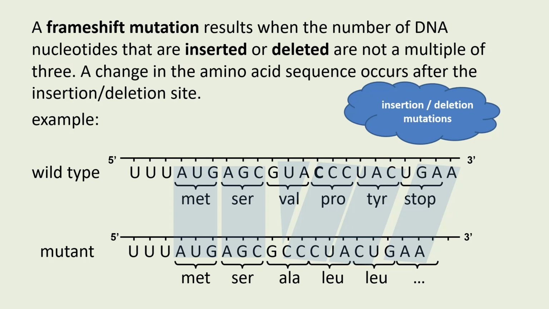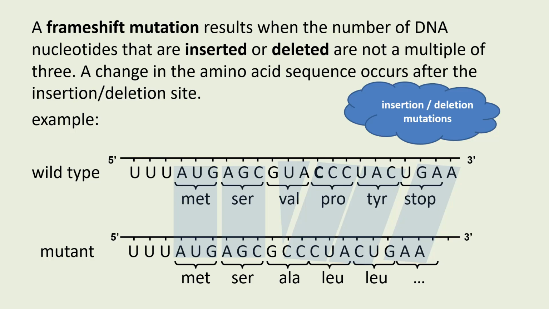Now we have methionine, serine, the same, but we've lost valine, and we now have alanine, leucine, leucine. We don't have proline and tyrosine anymore. And where this was once a stop codon, that stop codon has been removed. So the groupings have changed. They've slid over by 1 nucleotide. The reading frame has been changed.